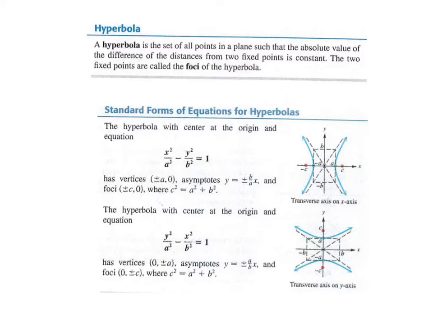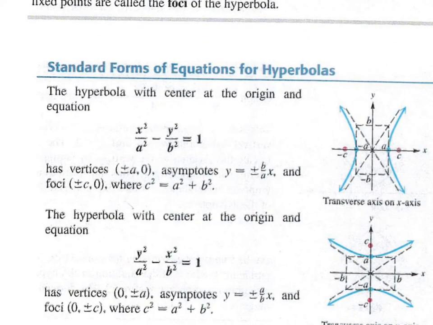Now, a little thing to look for is notice the first letter that you see here, this x squared. This is going to tell me that my hyperbola graph is going to touch the x-axis, or it's going to transverse this x-axis. So it's going across the x-axis. When the y squared is first, then notice your hyperbola is going to touch the y-axis.